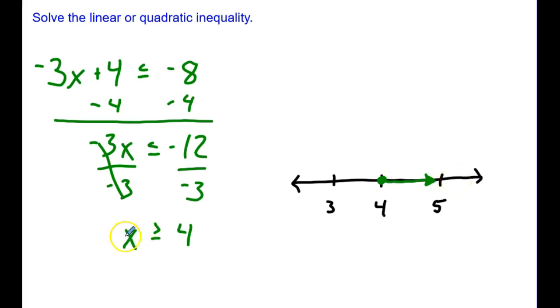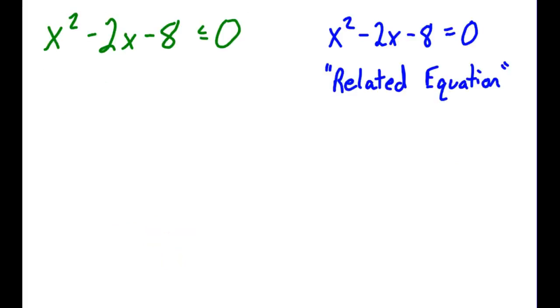That little trick only works if your variable is on the left side when you simplify your inequality. Now we're going to solve a quadratic inequality. If you look to the right, you can write what's called the related equation. All you do is change the inequality symbol to an equal sign.